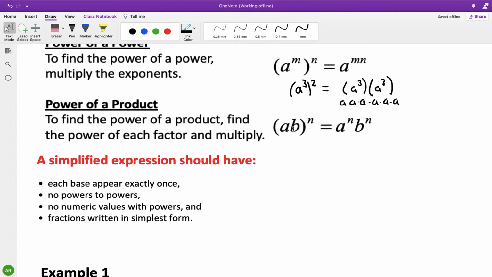So we kind of want to deal with each of these different terms on the inside separately. We want to deal with a and b separately. So really what we want to do is make sure we're multiplying whatever's on the inside with whatever's on the outside.